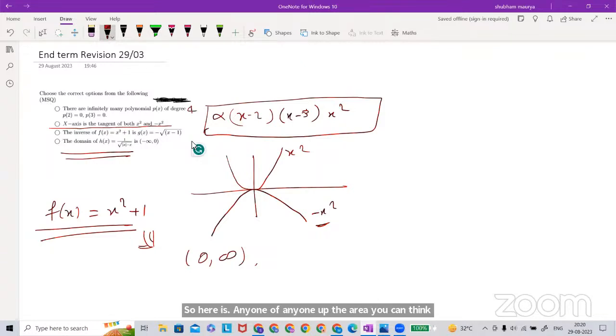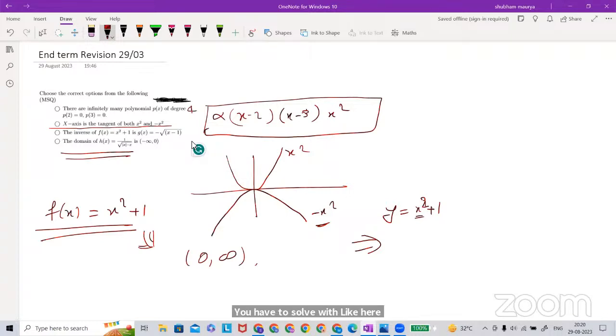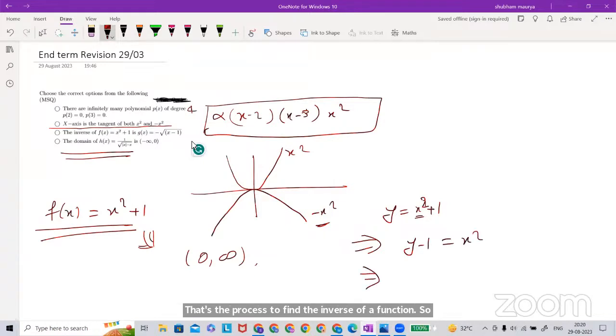So you can think of either the negative side or the positive side, and once you assume that, you can assume y is equal to x squared plus 1. Then you just need to solve for x. That's the process to find the inverse of a function. So you can write y minus 1 is equal to x squared, and now take the square root of both sides. So x is plus minus square root of y minus 1.